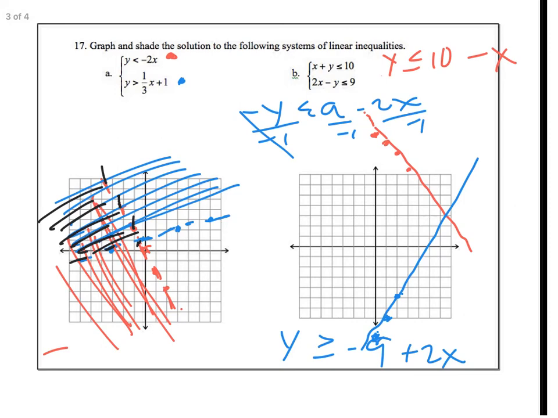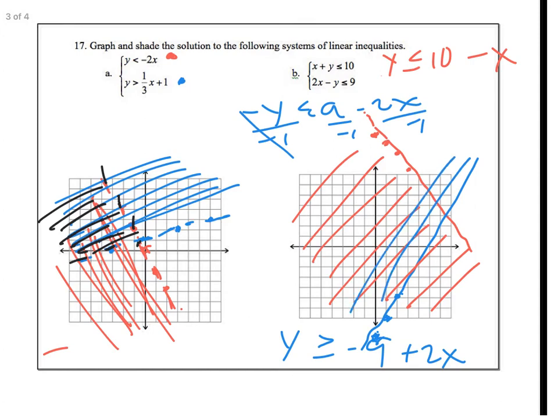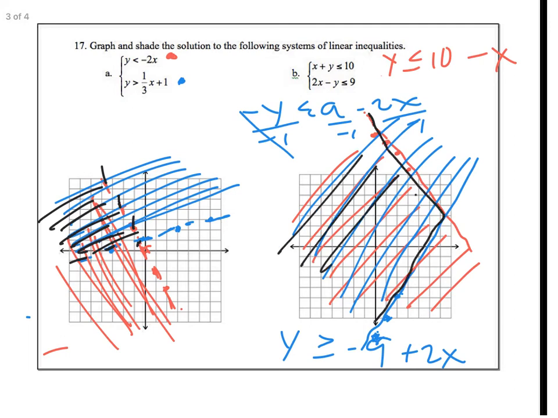So let's go back to pink. Less than or equal to 10 minus x. So that's a lot. That's everything under here for pink. And then blue is y is greater than or equal to the negative 9 plus 2x. So that's everything above here. So it looks like where they overlap, and now I have solid lines. There's the boundaries, and it's everything in here.